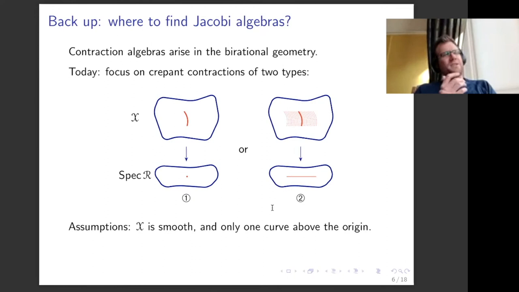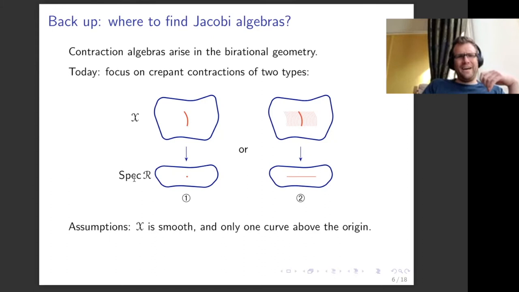Good. And so I'm going to talk you through now, let's back up. Why would we be interested in talking about such questions? One class of contraction algebras or Jacobi algebras comes from birational geometry. And here are my two cartoon pictures of where that appears in dimension three.